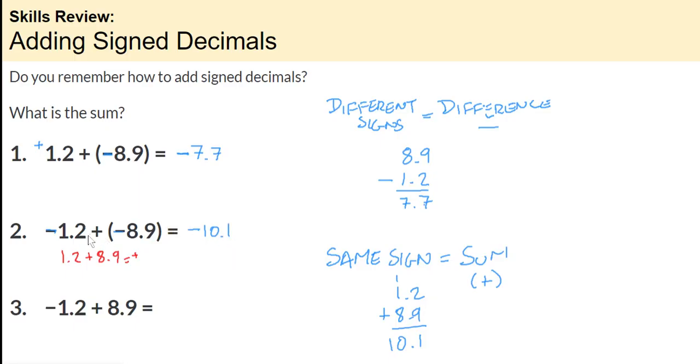Well, think about it like this. If you owe me $1.2 and then you owe me $8.9, that means you owe me 10.1 because we combined them. Okay. All right, down here at the bottom, question 3, is your answer positive or negative?